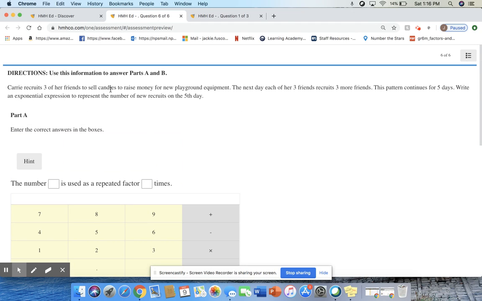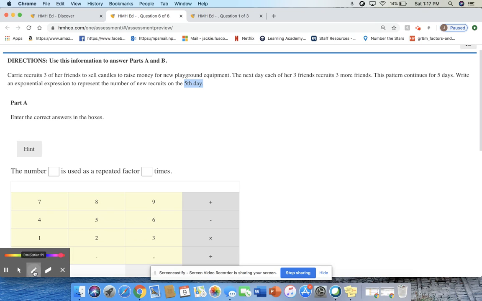And number 6 is a word problem. Carrie recruits 3 of her friends to sell candies to raise money for a new playground. The next day, each of her 3 friends recruits 3 more friends. This pattern continues for 5 days. Write an exponential expression to represent the number of new recruits on the 5th day.